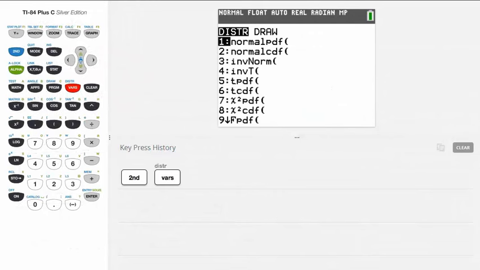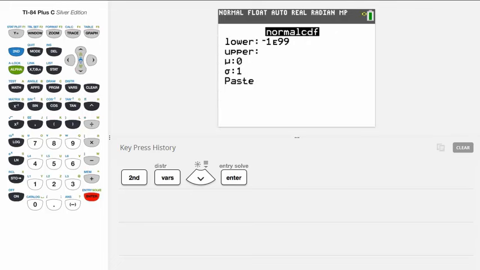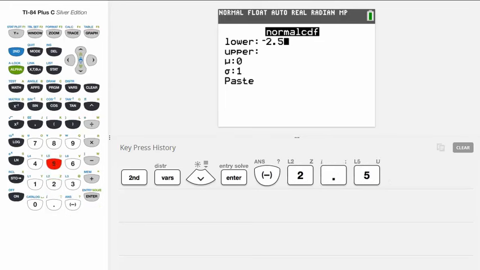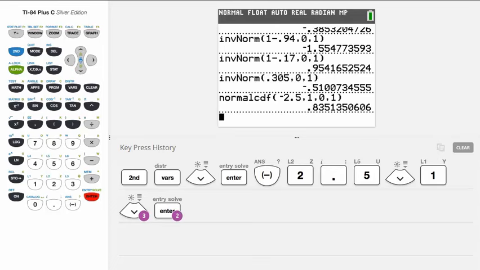Stat, DISTR, go down to normal CDF, enter, type in my lower value for my z-score, which was negative 2.5, my upper value for my z-score, which was 1, enter, and I got the same area, 0.8351.